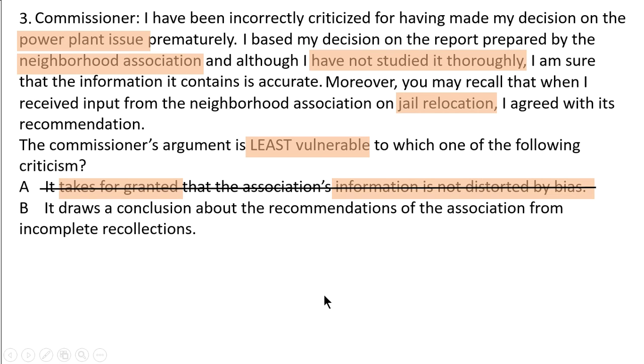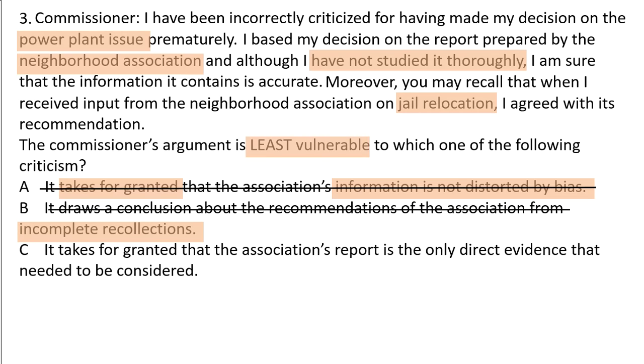Option B, it draws a conclusion about the recommendations of the association from incomplete recollections. This option says that the association's information can be from incomplete recollection, that is why the commissioner should not believe it. So this is again criticizing the commissioner's argument. It says from incomplete recollection. Mind these words, so option B is eliminated.